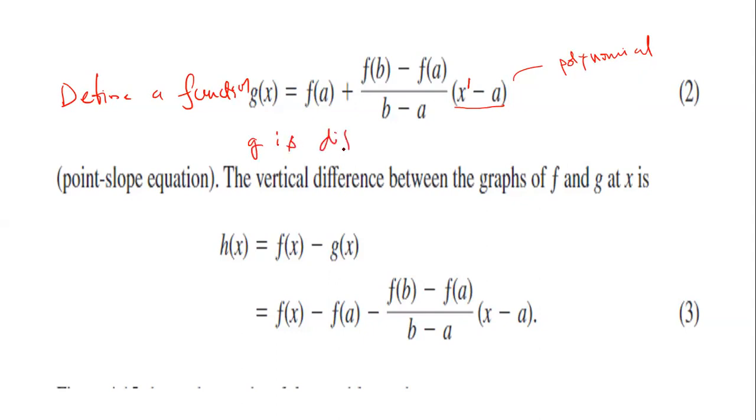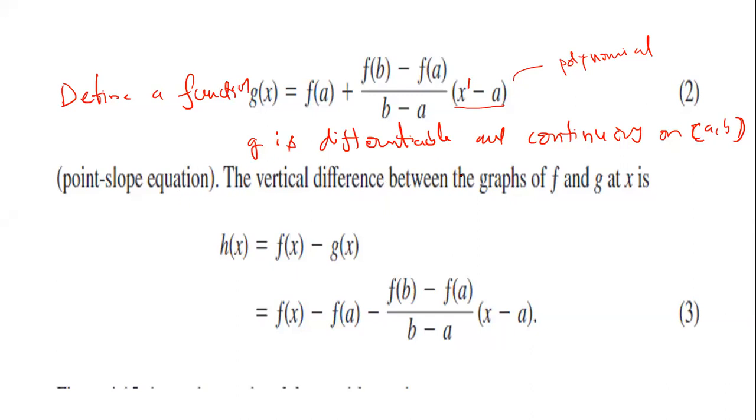G is differentiable and continuous on any interval. Here our interval is a comma b. On a comma b, the function is also differentiable. Here I am taking the open interval. It is continuous and also differentiable. So leave it. Now come to the next one.